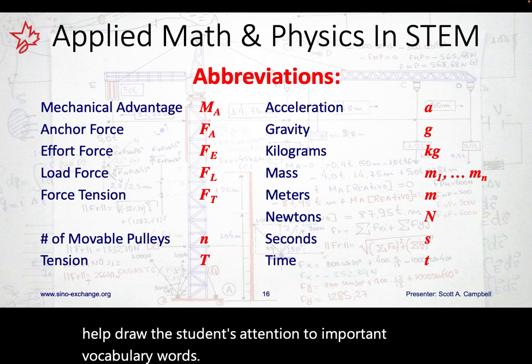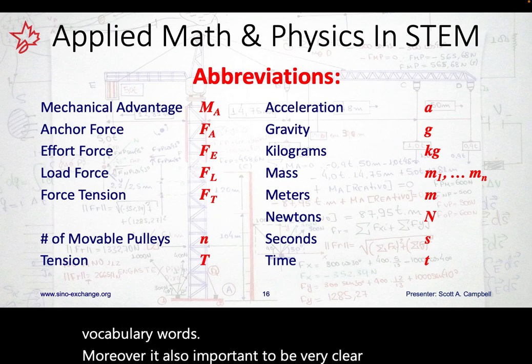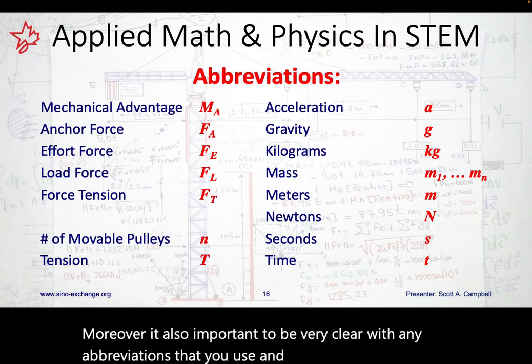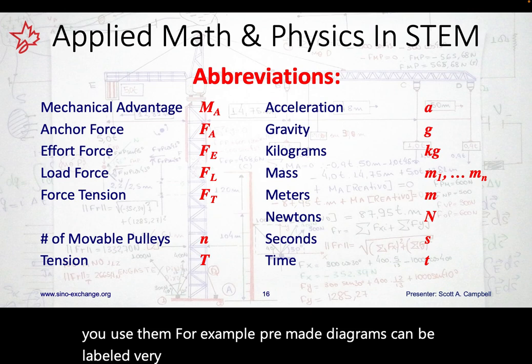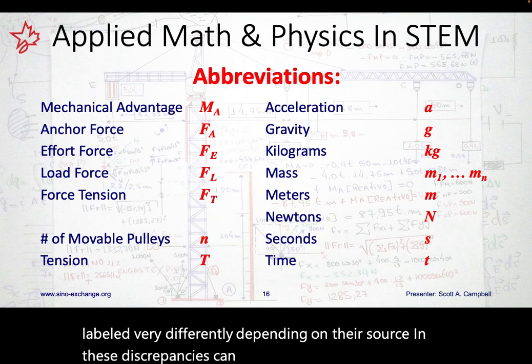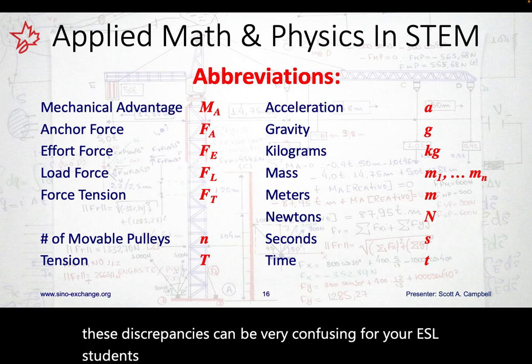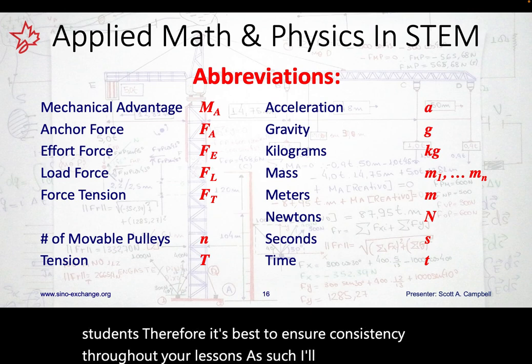Moreover, it's also important to be very clear with any abbreviations that you use, and to be consistent in how you use them. For example, pre-made diagrams can be labeled very differently depending on their source, and these discrepancies can be very confusing for your ESL students. Therefore, it's best to ensure consistency throughout your lessons. As such, I'll be using these exact abbreviations in today's presentation.